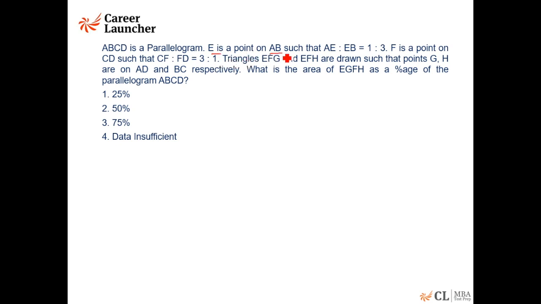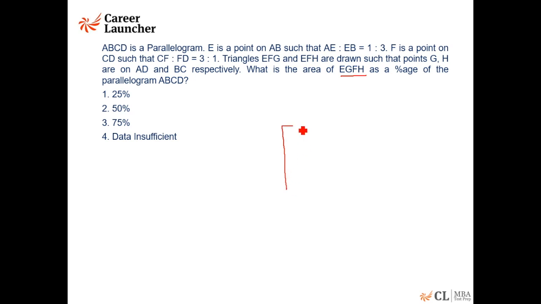E is a point on AB such that AE to EB is 1:3. F is a point on CD such that CF to CD is 3:1. Triangles EFG, EFH are drawn. Let me just draw the figure, because for me drawing the figure in geometry is important. I don't understand the question completely otherwise. We need to find the area of this particular figure as a percentage of the area of the parallelogram. Great. So let's look at this figure.